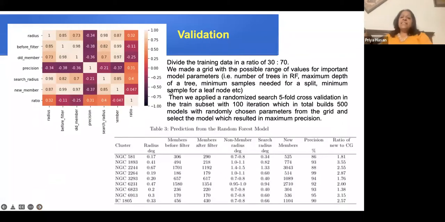We validate our data by dividing the training set in a ratio of 70-30. In the training set, we only applied, say, 70% of the stars, and we look at how many of the 30% left over we manage to retrieve. Using that, we have an estimate of how well we retrieve our data, and we can estimate the precision, which is close to 90%. You can also see here the ratio of the new members to the old members.